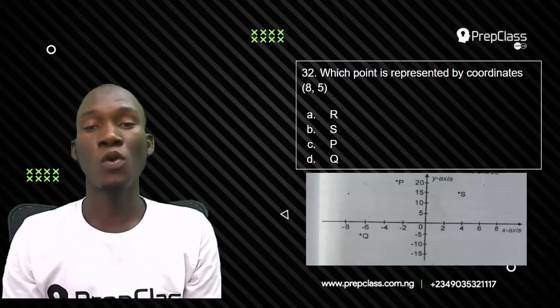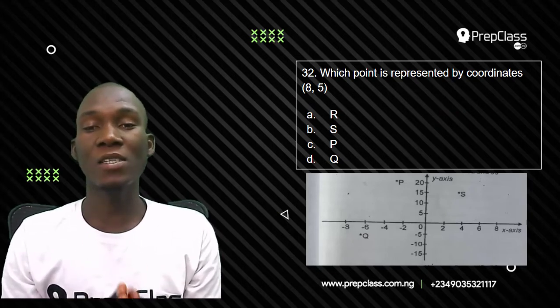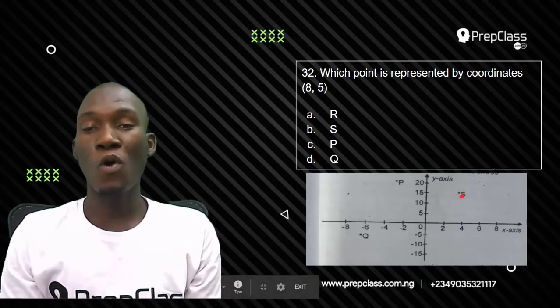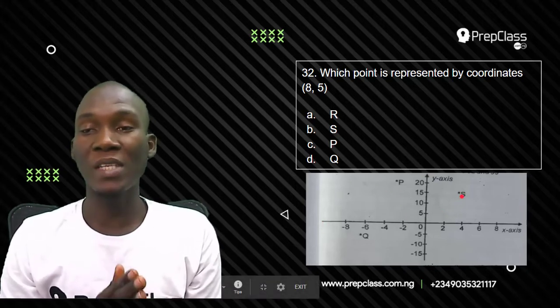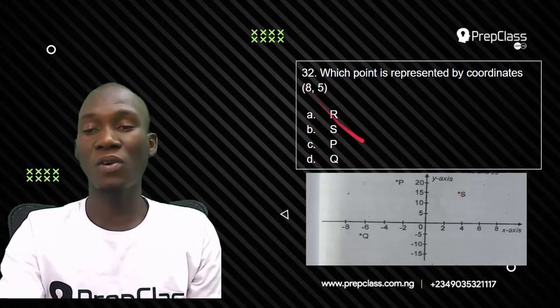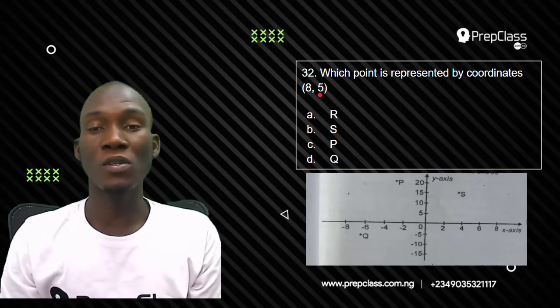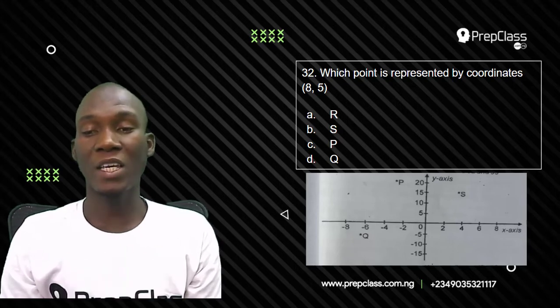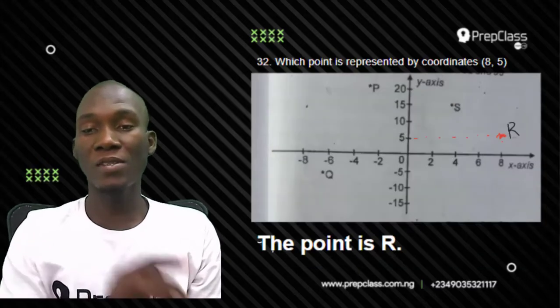Question number 32. Which point is represented by coordinates 8, 5? We have a graph here. So with this graph, we have to find the point represented by the coordinate 8, 5. That is 8 on the x-axis and 5 on the y-axis. So we have the options R, X, P, and Q. So now let's solve this.